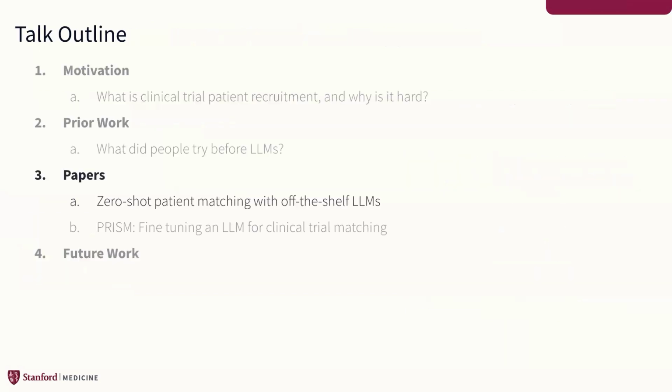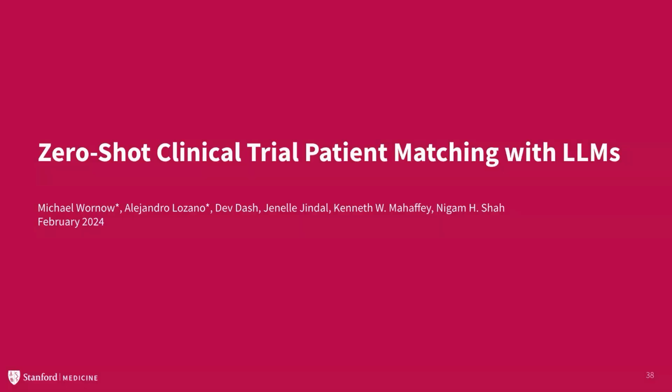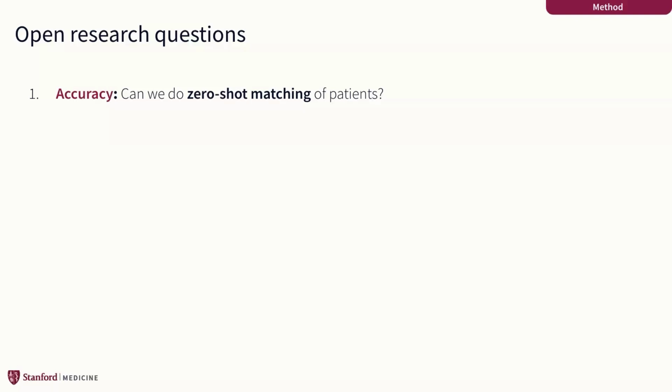Cool. All right, so I will start with what I think is the more straightforward approach, which was the work that I led with some folks at Stanford: zero-shot clinical trial patient matching with LLMs. To start, I'll run through the three main research questions that we had with this work. The first was, can we even do this? Can we do zero-shot matching of patients to trials in an accurate manner? I'll talk about what I mean by zero-shot in a second.